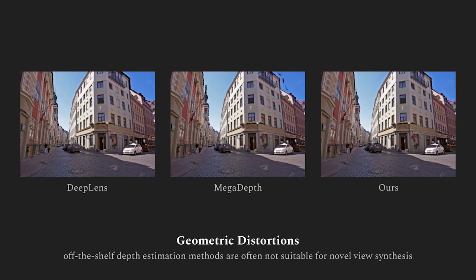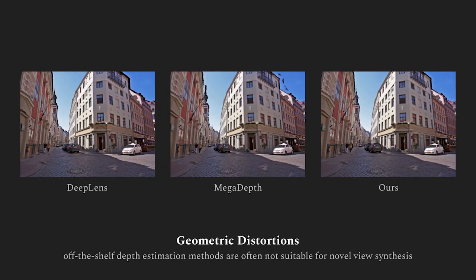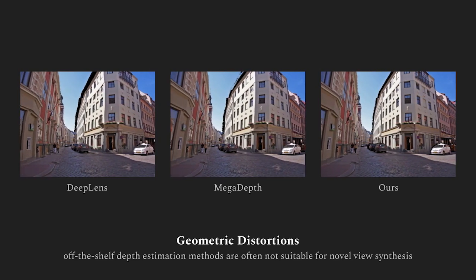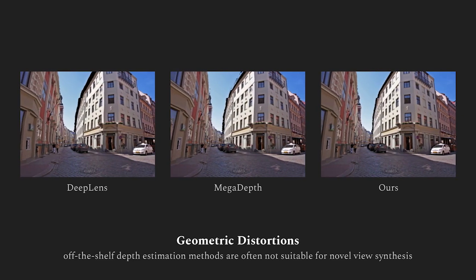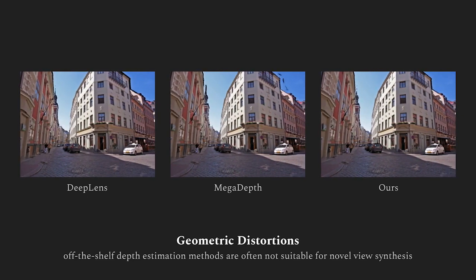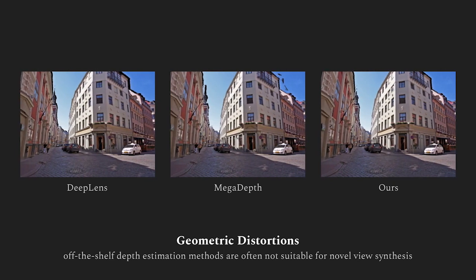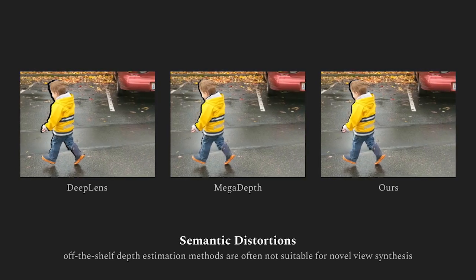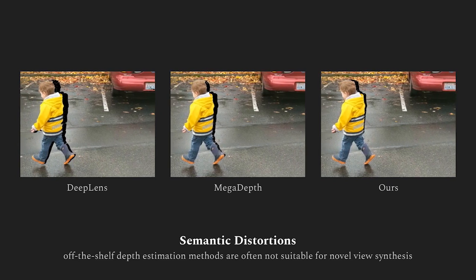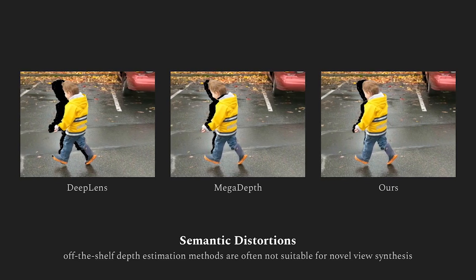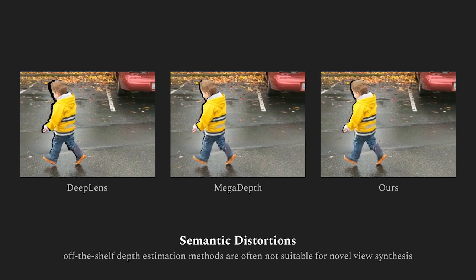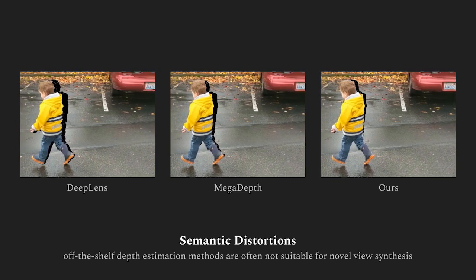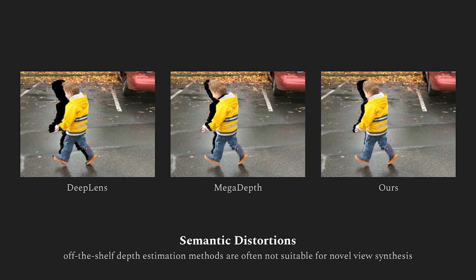First, geometric relations, such as planarity, may not be captured sufficiently well. As such, geometric distortions like bending planes often appear in the synthesis result. Notice that the depth from off-the-shelf depth prediction methods leads to the white building leaning to the left and right. Second, semantics of objects may not be taken into account. In many cases, this leads to an inconsistent depth estimate within the same object, which, for example, leads to objects being torn apart. Notice that the depth from off-the-shelf depth prediction methods leads to the hand of the boy being separated from the rest of the body.